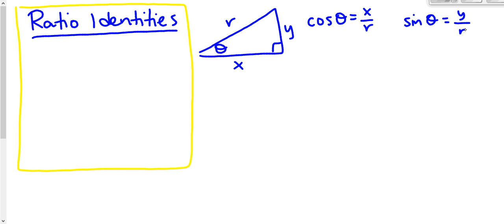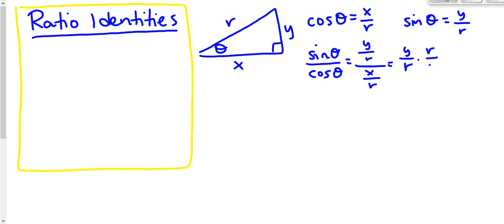Let's do this. Let's find the ratio of sine theta divided by cosine theta. That would be the ratio of y over r divided by x over r. We have a fraction divided by a fraction, so let's change that to the top fraction multiplied by the reciprocal of the bottom fraction. And look what happens. You can cancel the r's, and you're left with y over x.